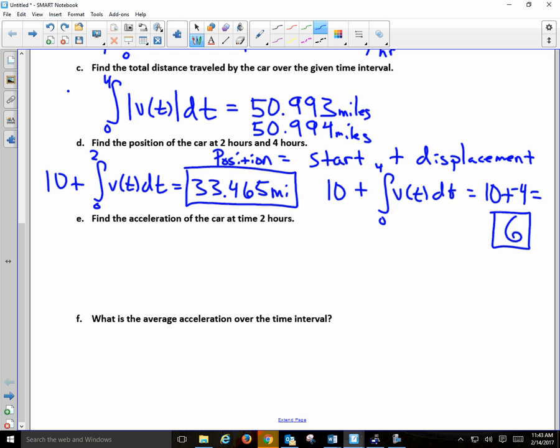We finished off with 33.465 miles as the position. Look at the next question, a little bit different. It says the acceleration. How do we find acceleration? Derivative of what? Yeah, exactly. Acceleration at time t is equal to v prime of t. So if you want to find the acceleration at time 2, you do v prime of 2.